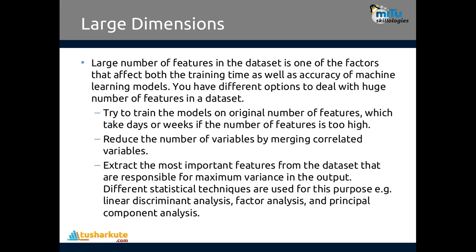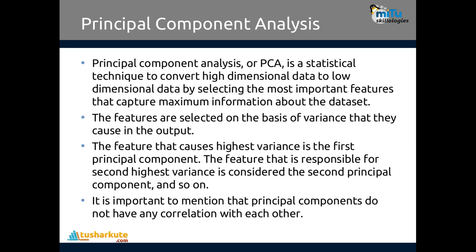So we are going to see two techniques here in a practical approach, that's what we call PCA and LDA, by which we can get high dimensionality reduction and generate better output with low dimensions also. First, we'll start with PCA. PCA stands for principal component analysis. It is a statistical technique to convert high dimensional data into low dimensional data by selecting the most important features that capture maximum information about the data set.